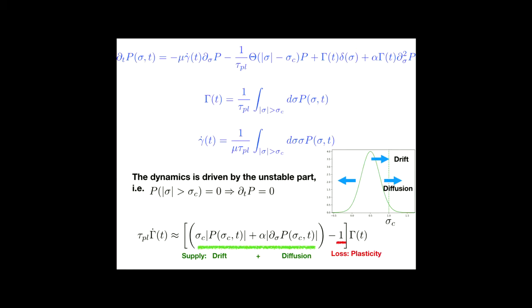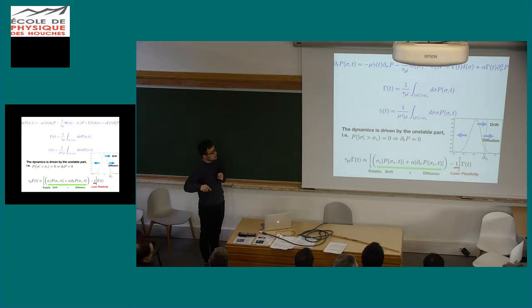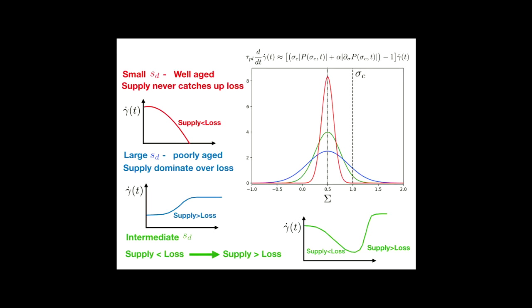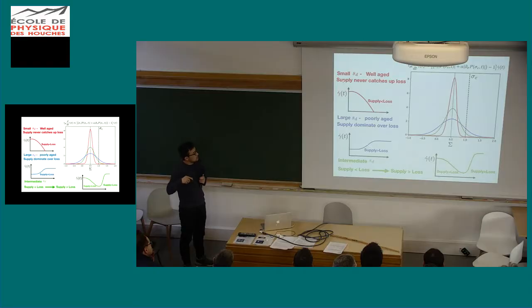So the first term here with a minus sign is a loss term due to the plasticity, and there is a supply term, coming from a drift that is caused by the elastic response, and a diffusion term caused by the plastic events, so the stress perturbation around plastic events. And then, with this, we can consider three simple cases.